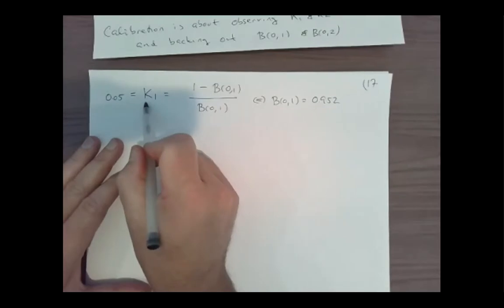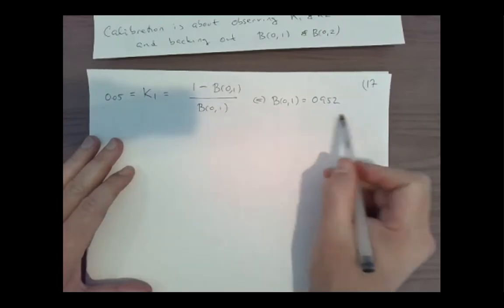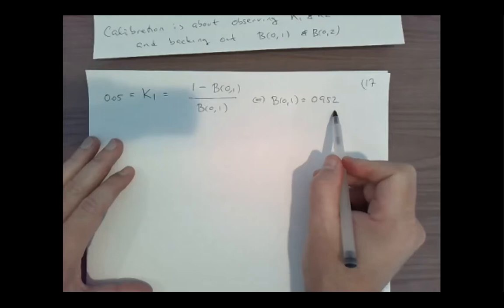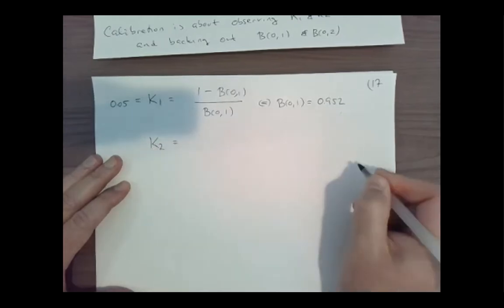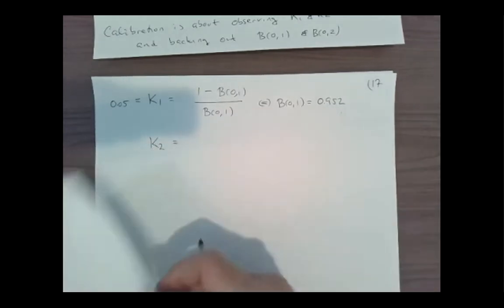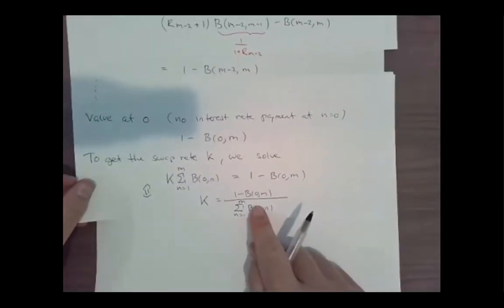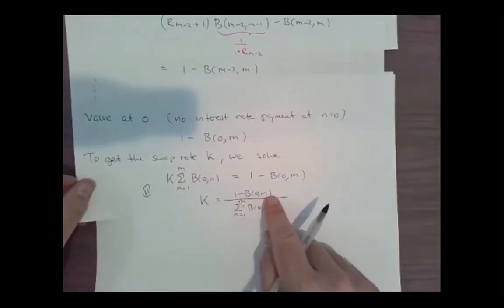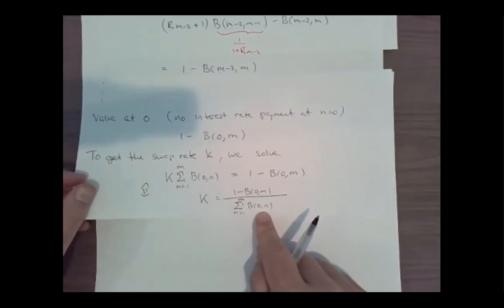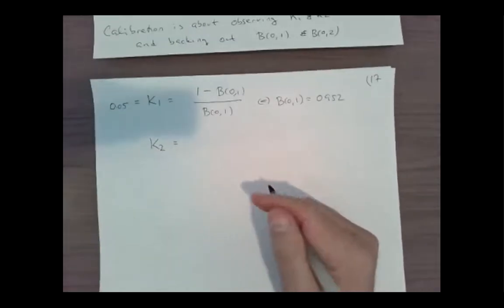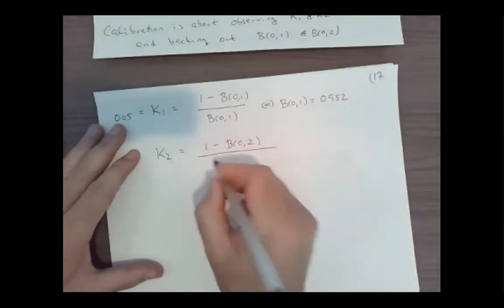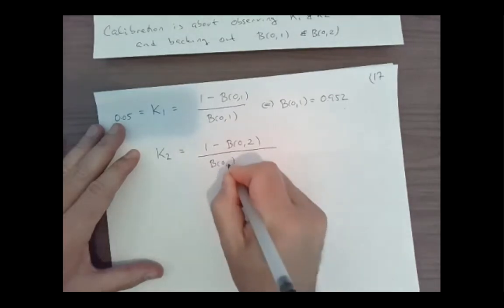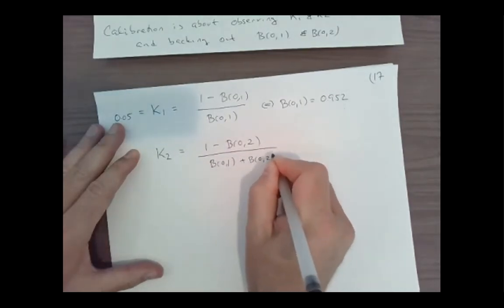So you observe what the fair swap rate is, and it'll tell you what the first zero coupon bond is. And then you can move on. You also know that K2 is equal to something specific. The formula here is the one we're using. So you have 1 minus B02, and now you have to divide by 2 zero coupon bonds here. So K2 is equal to 1 minus B02, divided by B01 plus B02.